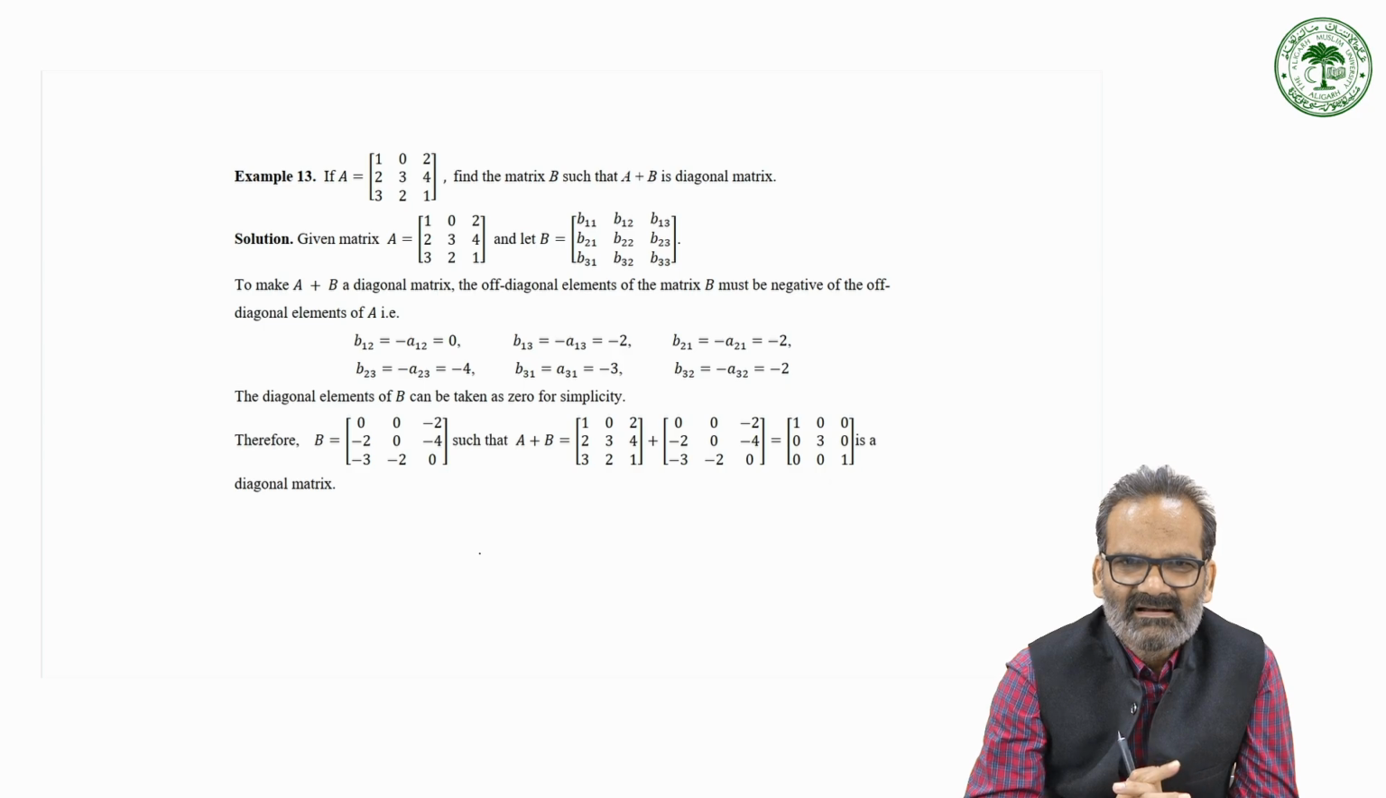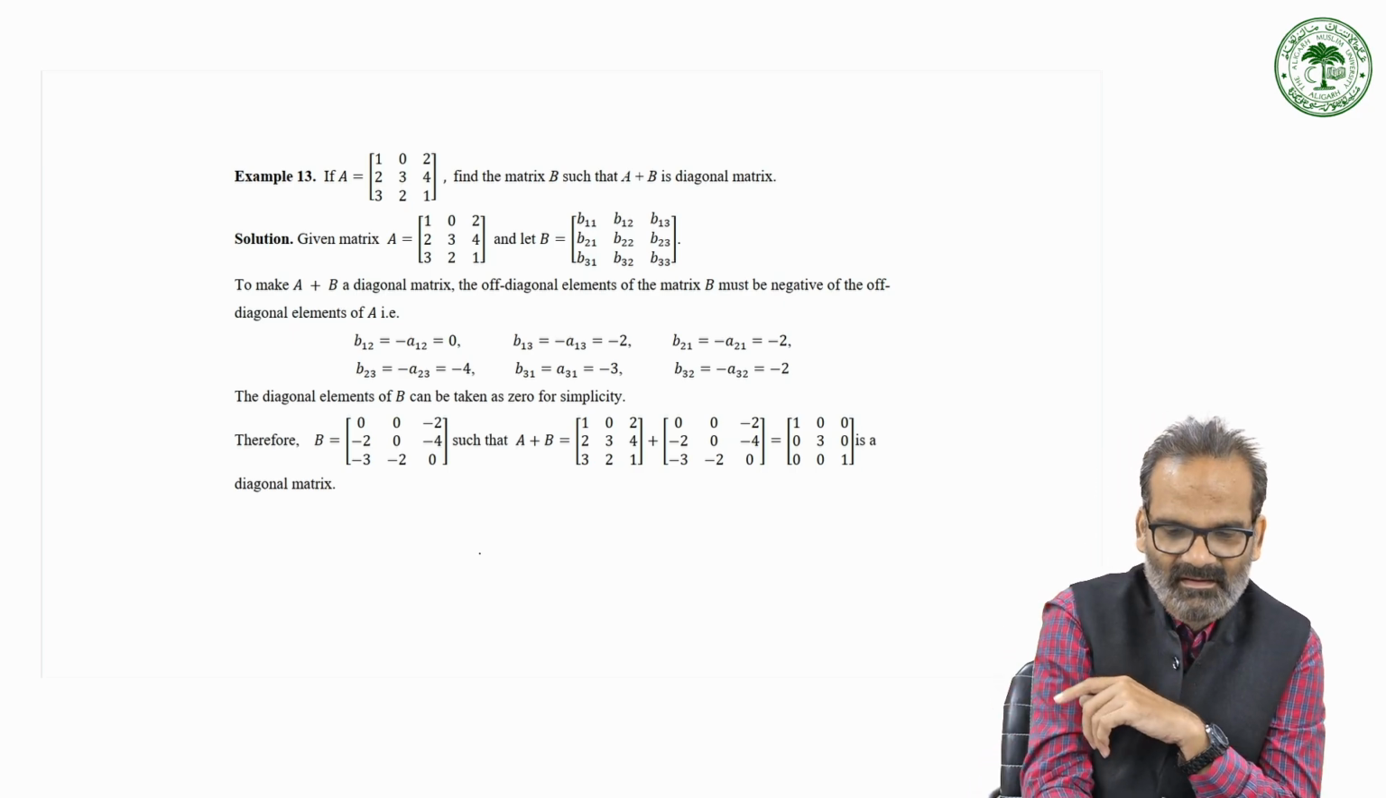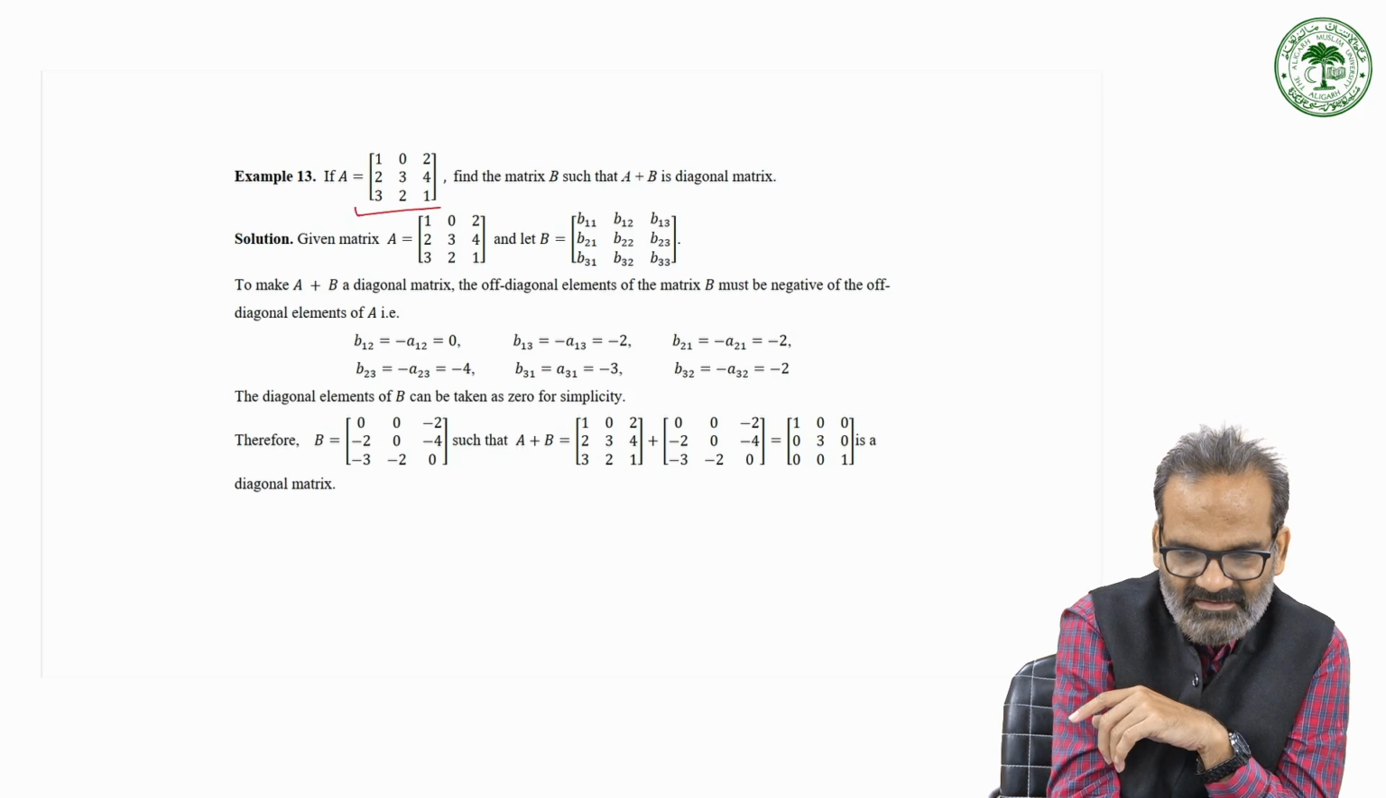Finally, let us take this example also. This is somehow a different question. If A is equal to 1, 0, 2, 2, 3, 4, 3, 2, 1. This is a matrix A. Find the matrix B such that A plus B is a diagonal matrix. Oh, this is somehow a new question, and it needs some calculations also, right? Okay, no problem. What is given here? We have been given A, right?